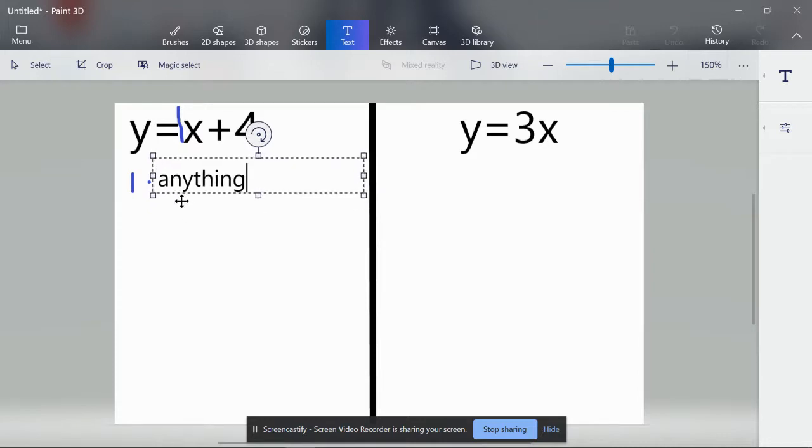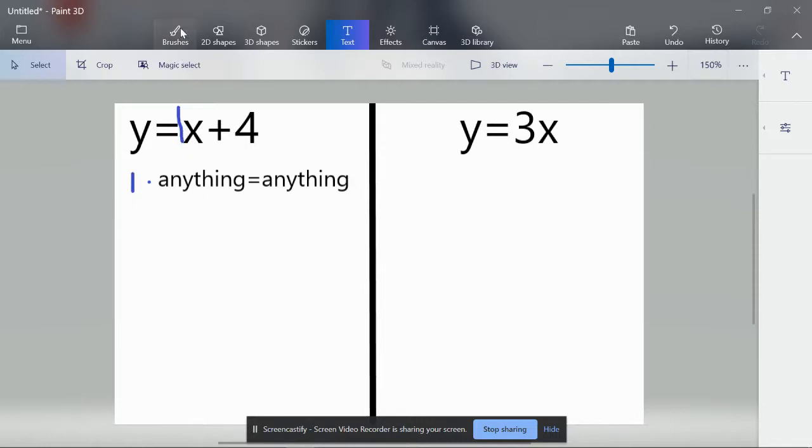1 times anything just equals anything. So when you multiply 1 times something, it doesn't change that thing. So anytime you just have a variable, this variable represents anything. You could put anything in here. So there's always this invisible 1 in front of here.